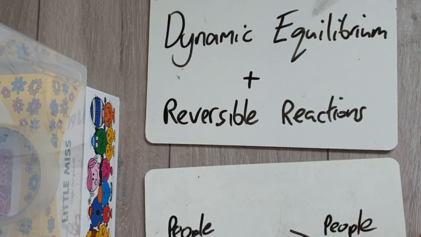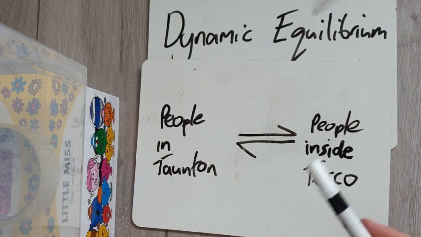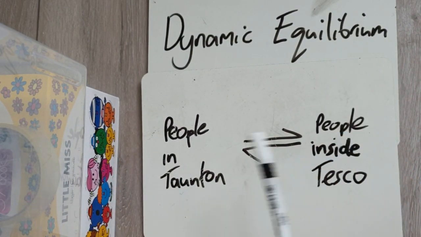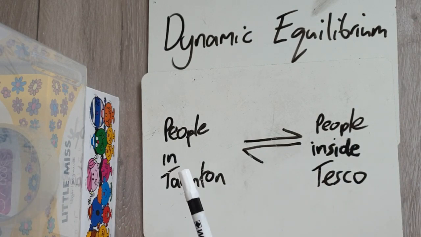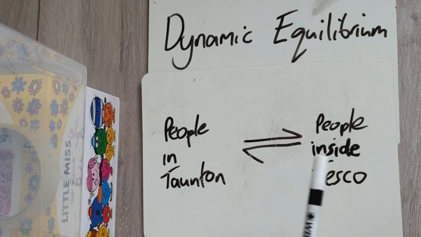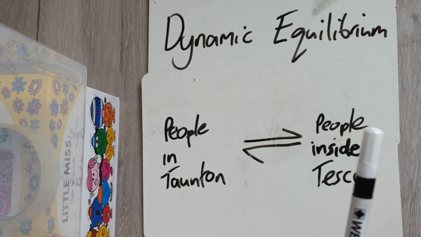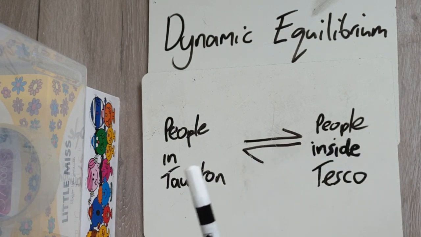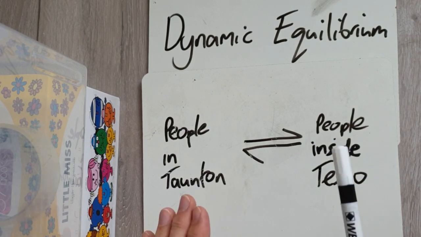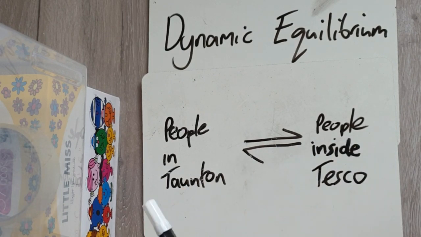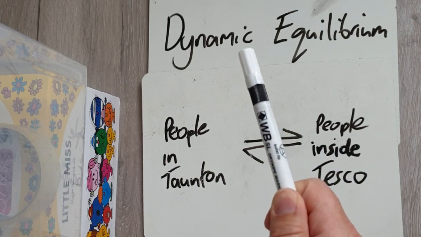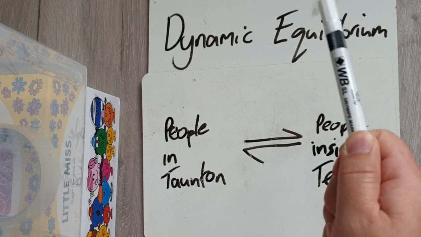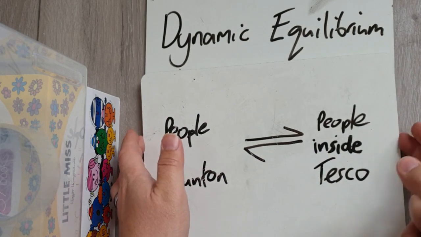Let's try and arrange that a bit better. So equilibrium, because it's balanced: there's always 50 people inside Tesco, and always the same number of people outside Tesco. But the dynamic part, because it's constantly changing: the numbers stay the same, but who those people are changes. People are leaving Tesco, people are going inside. That's the dynamic part, but the total numbers are staying the same. That's the equilibrium part.